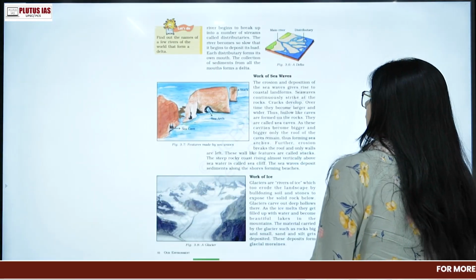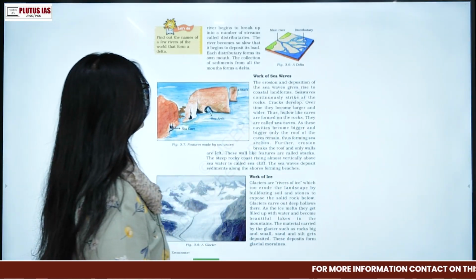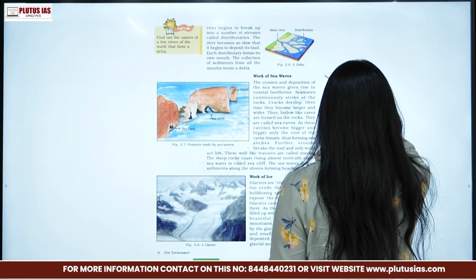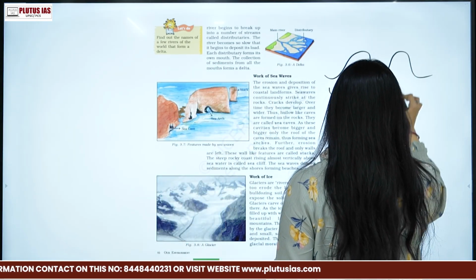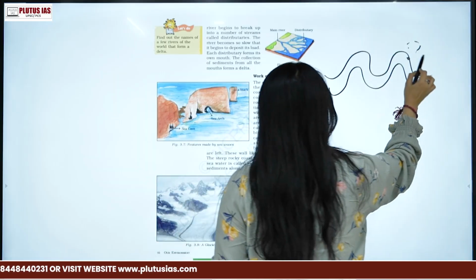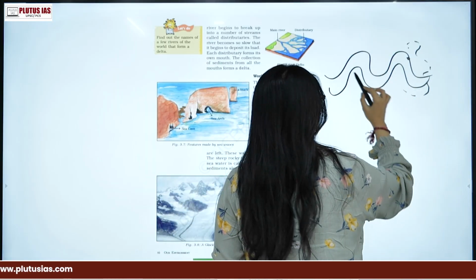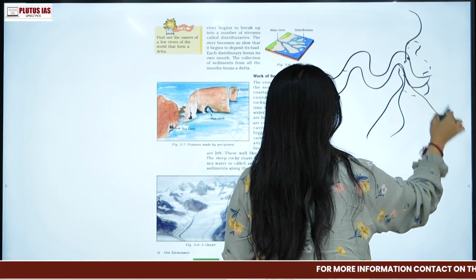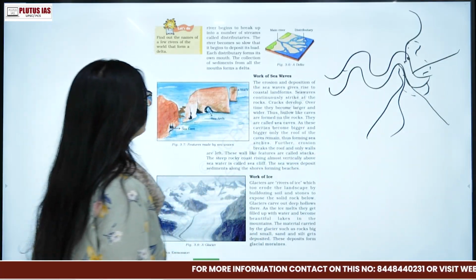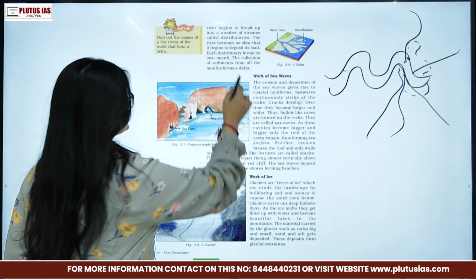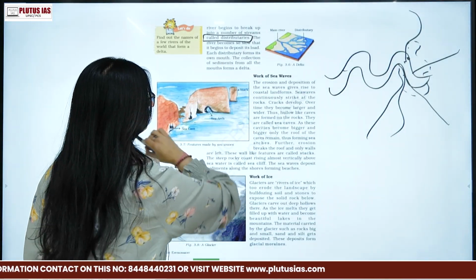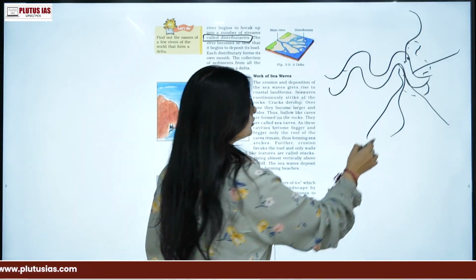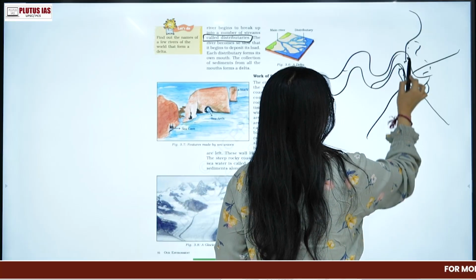Okay, so now the next thing is the river begins to break up into a number of streams called distributaries. What will happen? This is the main channel. Okay, when the obstruction comes in the path, so despite moving like that, it will move in a different direction like this. When it moves in a different direction like this, it is known as distributaries. When the obstruction has come in between, what will happen? It will go in a different direction because it cannot follow its main stream.